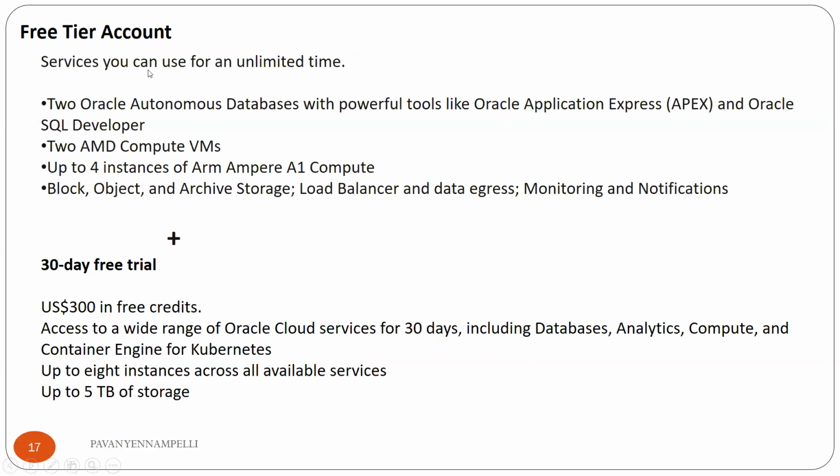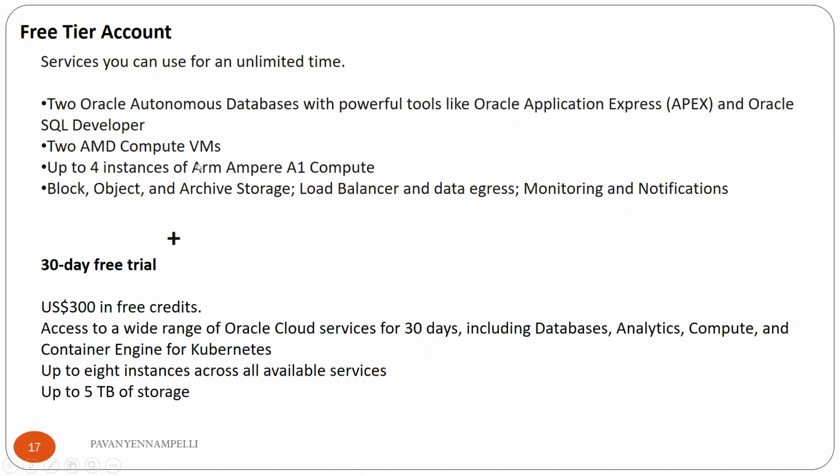So in free account, what all you get is two Oracle Autonomous databases with tools like Apex and SQL Developer, and also you will get two compute virtual machines. You will get four ARM Ampere A1 compute instances, and also you will get block storage, object storage, and archive storage. Apart from that, you will get a load balancer, and you can also set up monitoring and notifications.